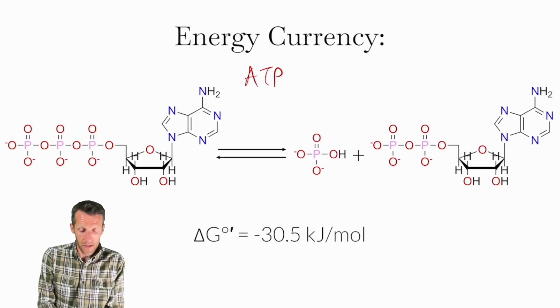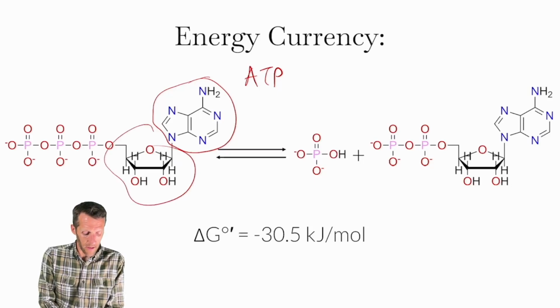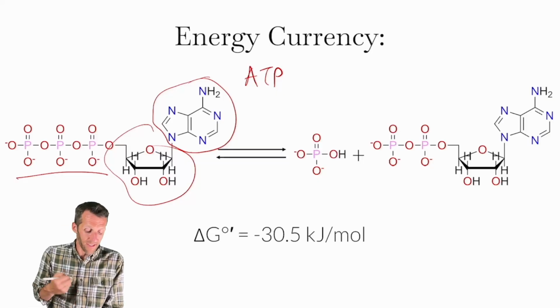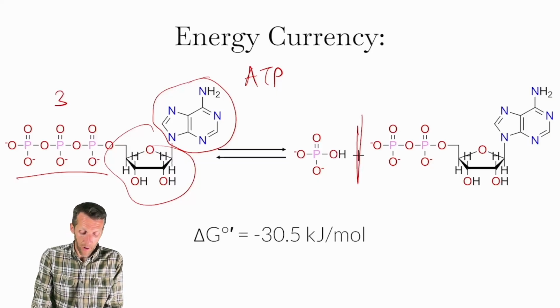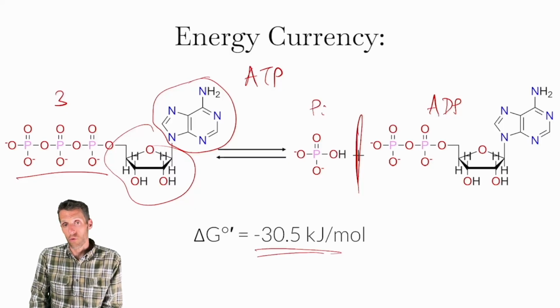This is ATP. ATP consists of an adenosine base, a ribose sugar, and then some number of phosphates attached to it. The ATP, adenosine triphosphate form, has three. If we chop off one of these phosphates from the ATP molecule, that is a thermodynamically favorable step. We generate ADP and an inorganic phosphate. That is favorable by minus 30.5 kilojoules per mole.